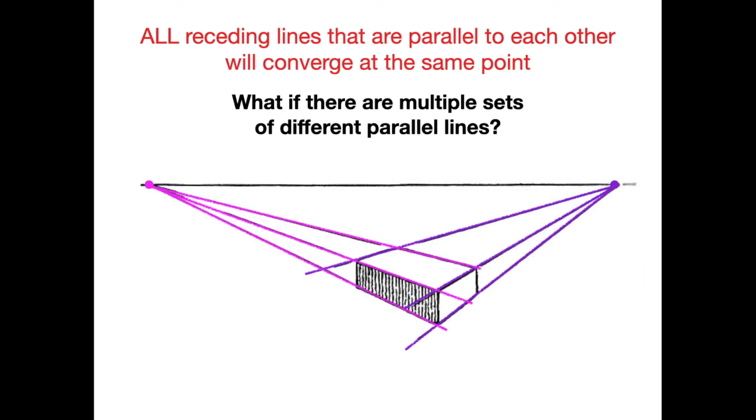Parallel receding lines along the length of the brick, if extended far enough, will converge at a vanishing point to the left, and the parallel lines receding along the width of this brick, if extended far enough, will converge at a vanishing point to the right. Now, we will talk about this later, so don't worry about it yet, but I want you to be aware that when I say parallel, I'm only talking about lines that are parallel to each other. So if there are multiple sets of parallel lines, there can be several different vanishing points on the horizon.